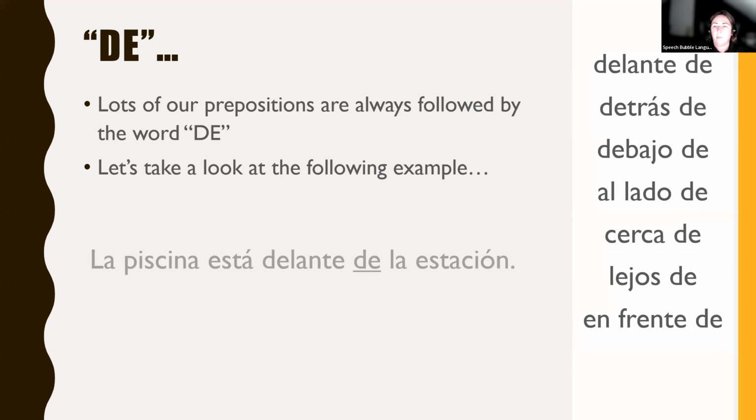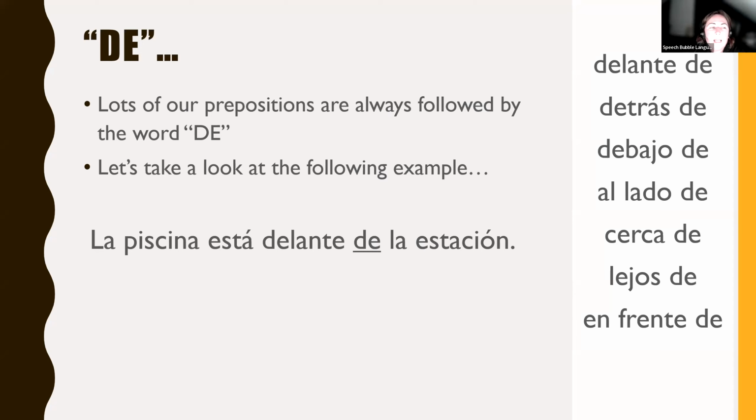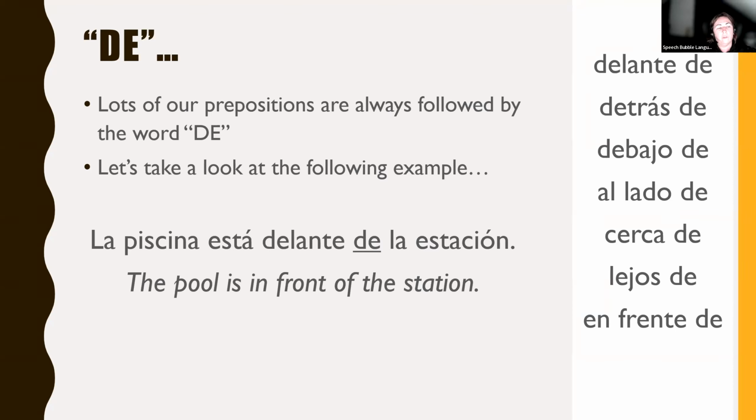Couple of examples that are just coming up on here. So this one, la piscina está delante de la estación. What do you think that's saying there? Any ideas? The swimming pool is in front of the train station. Muy bien. La piscina, the swimming pool, está delante de la estación. The pool is in front of the station.